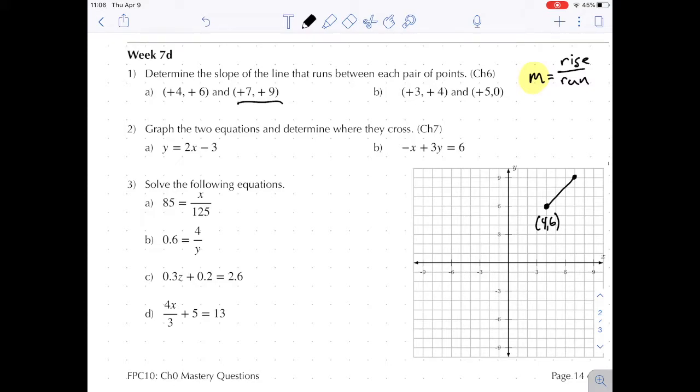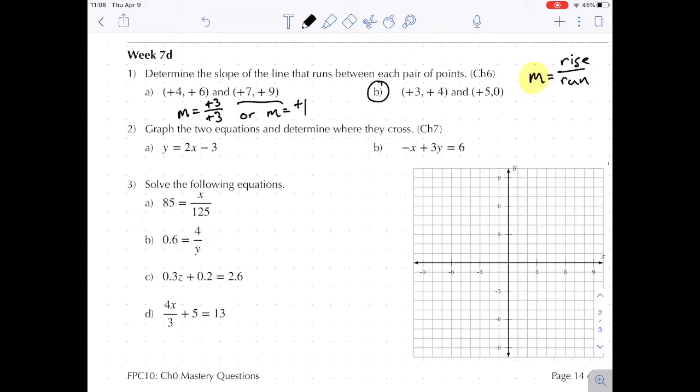So I look at the line between those 2 points, and I determine what is the rise. It's plus 3. The run is also plus 3. So the slope between these 2 points is equal to plus 3 over plus 3, or the slope is equal to plus 1. All right, let's take a look at the second line now. I'm going to erase this one. And let's look at letter B.